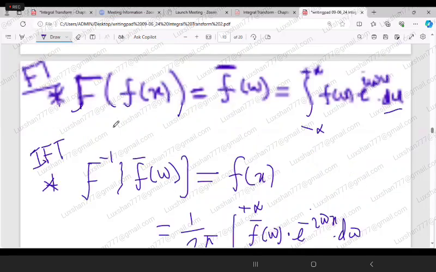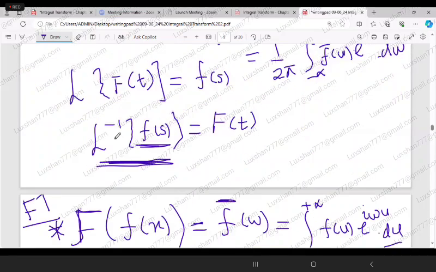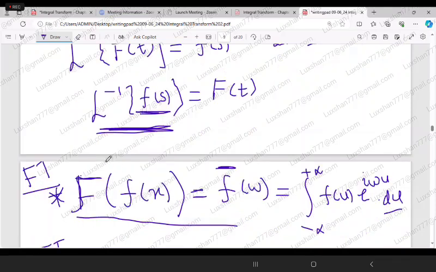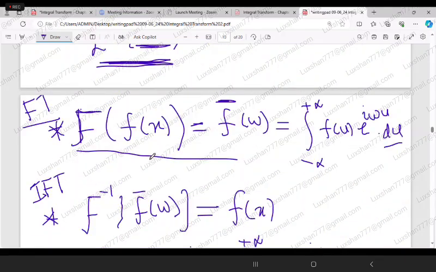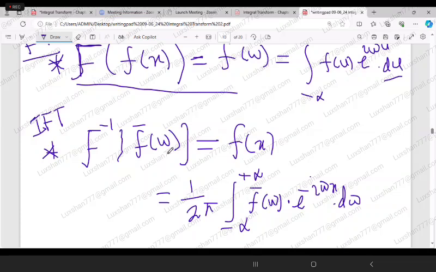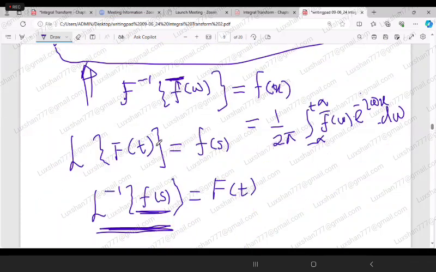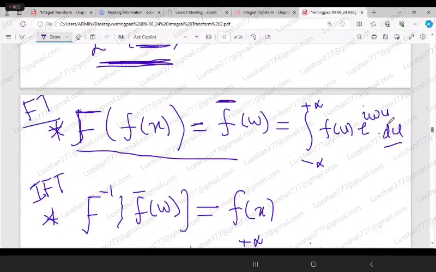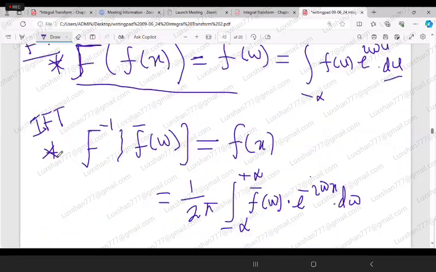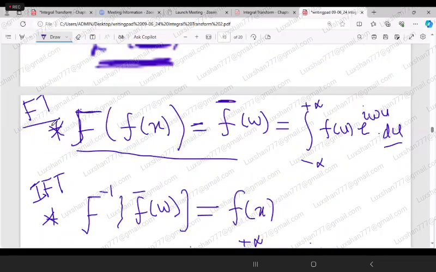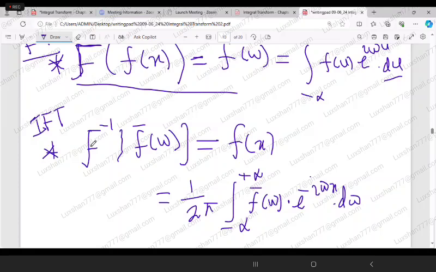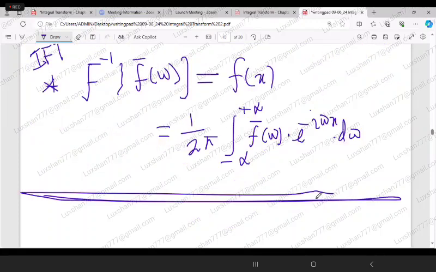Do you understand how to find the Fourier transform? Actually, we are defining the Fourier transform of a function and its inverse transform from the Fourier integral. We are deriving these two formulas, the Fourier transform as well as the inverse Fourier transform, using the Fourier integral representation of a function f(x). So that is the definition. Do you understand up to now, students?